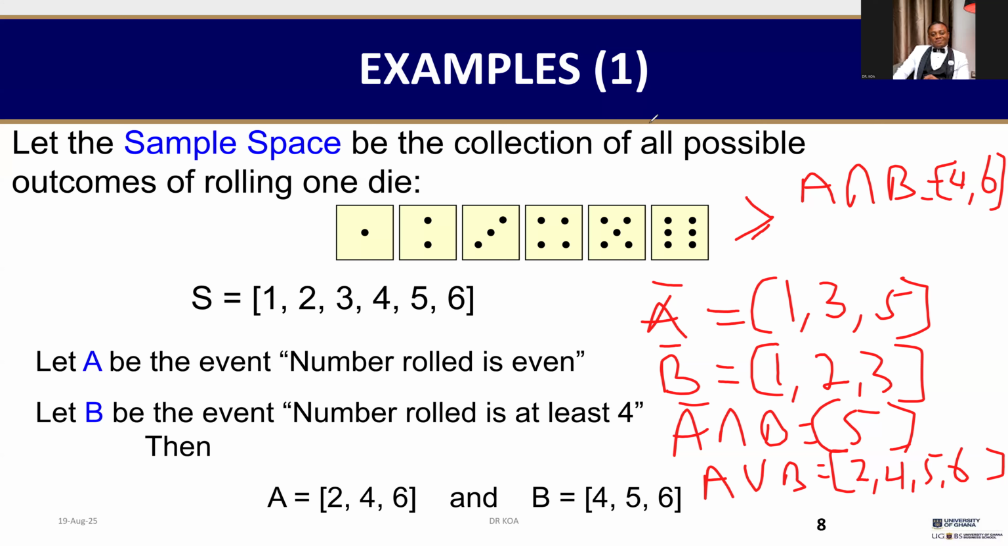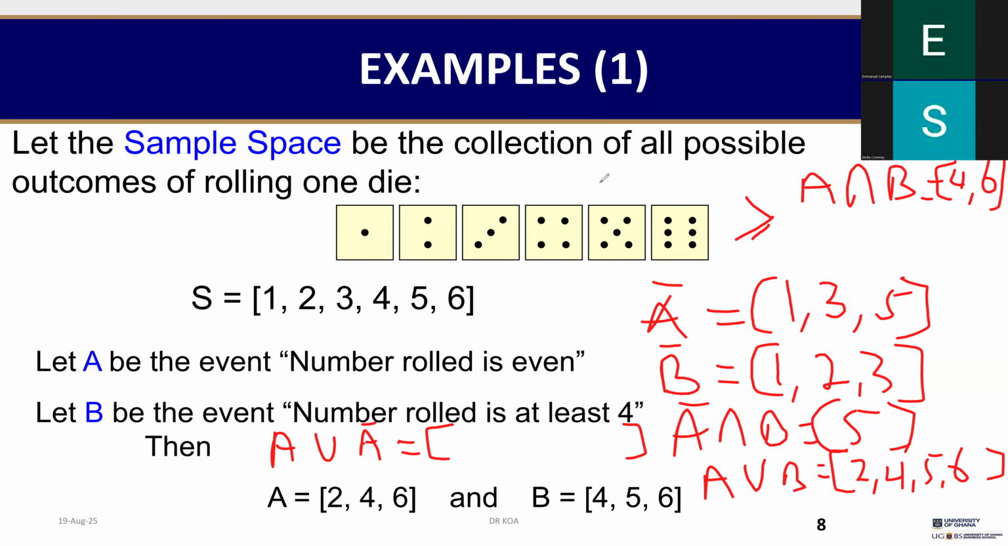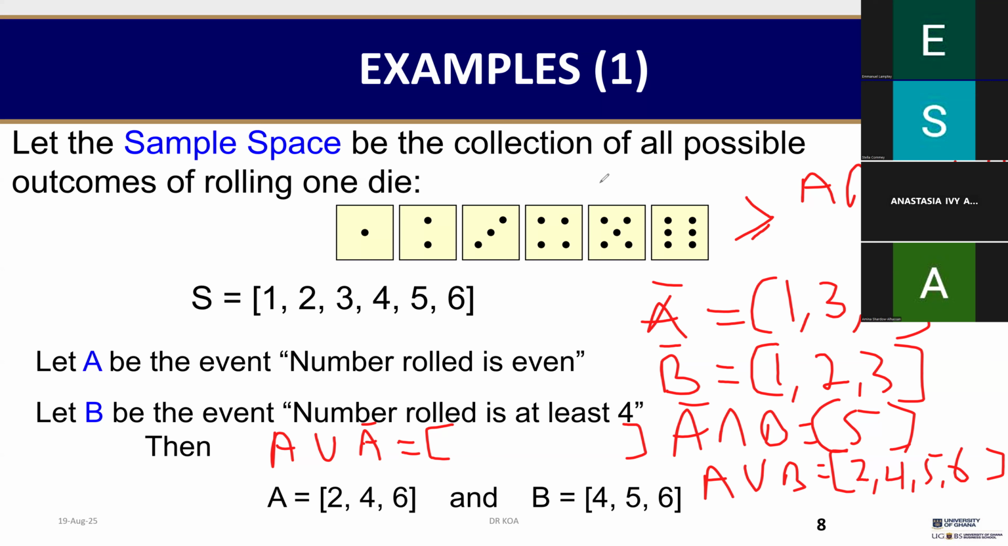All right. The next one is A union A complement. That's the last one. What is A union A complement? Double check. Break it down. A union A complement. Anastasia. Emmanuel.